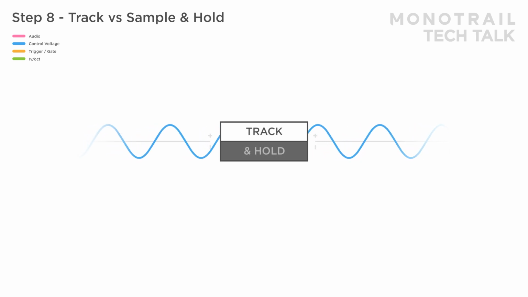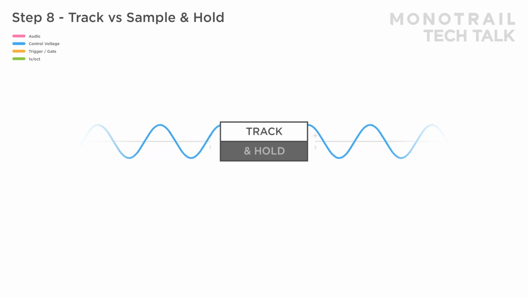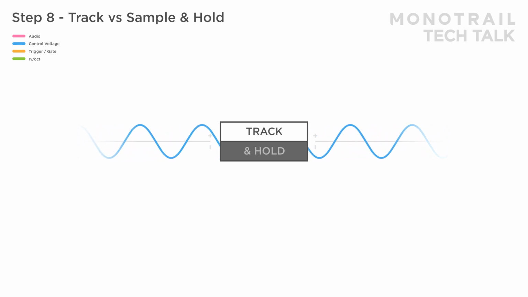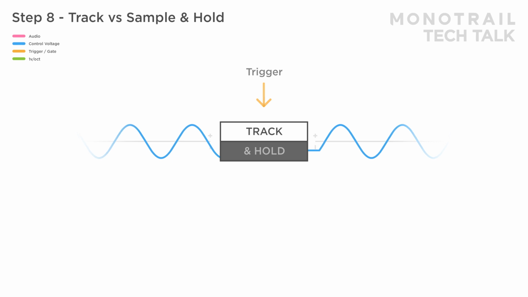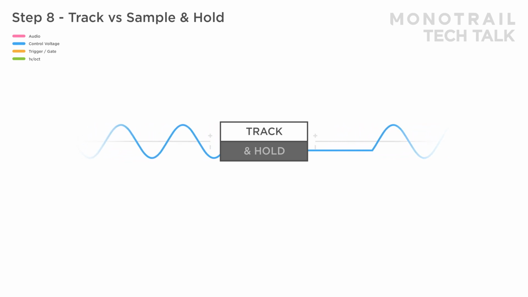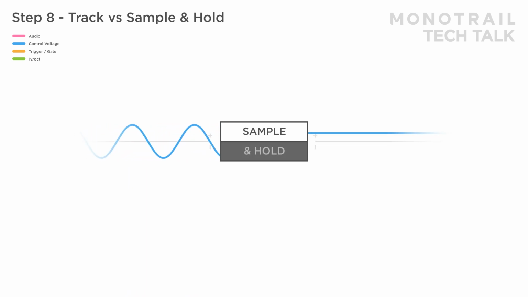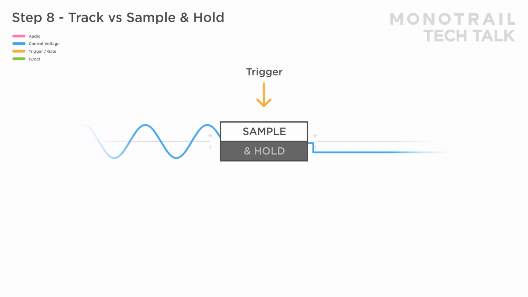A track and hold circuit has 2 states. A track state, which means the output tracks or follows the input signal as you see here, and a hold state, in which it holds the value that was present at the input at the time of switching states. A sample and hold circuit only has one state. You can feed it an input signal, and whenever it receives a gate or trigger, it samples and holds a new value, until it receives another trigger and samples and holds the new value, and so on.